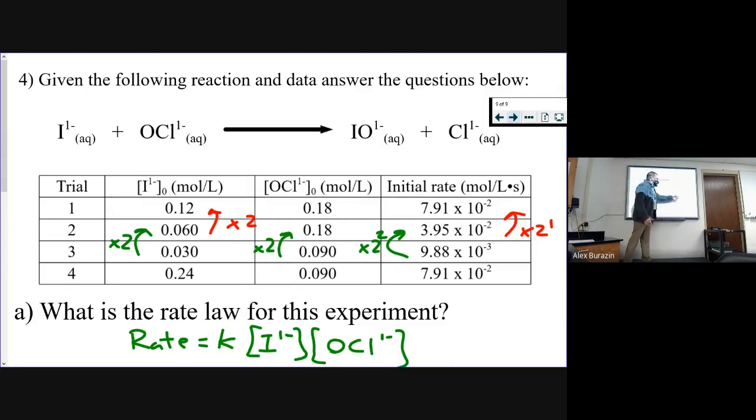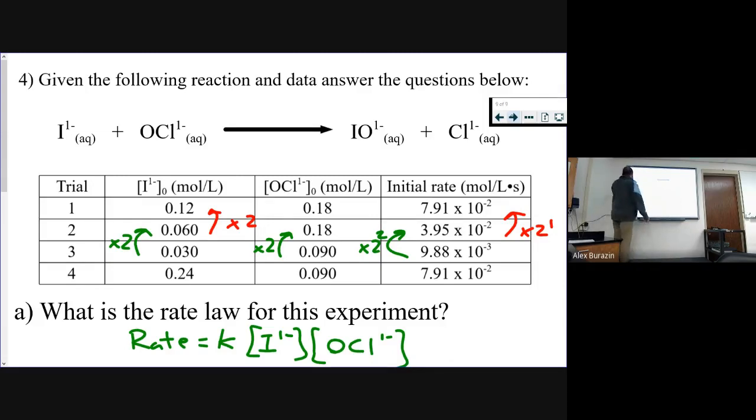Any remaining change, or remaining, that's not a word. Remaining, let's drop the D there. Why I teach science. Any remaining change is because of the other. They are both first order.